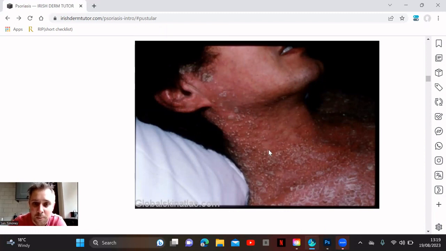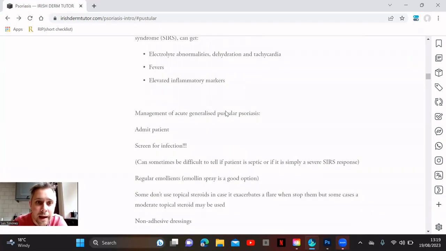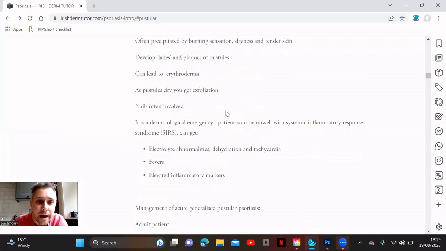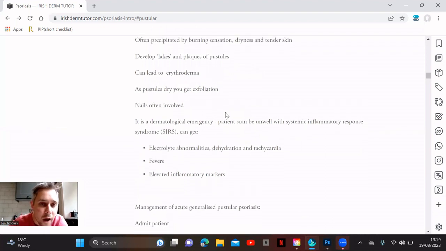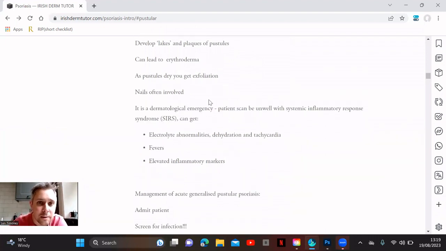You can see they've got widespread erythematous rash, and then they've got some studded pustules throughout the body, and in areas on the upper neck here, you can see that they've coalesced to form these lakes that I had mentioned. And so with time, as the pustules dry out, you might get exfoliation of the skin. And nails are often involved in this condition, and as I mentioned, it is a dermatology emergency. Patients can be very unwell with it, and they might have a systemic inflammatory response.